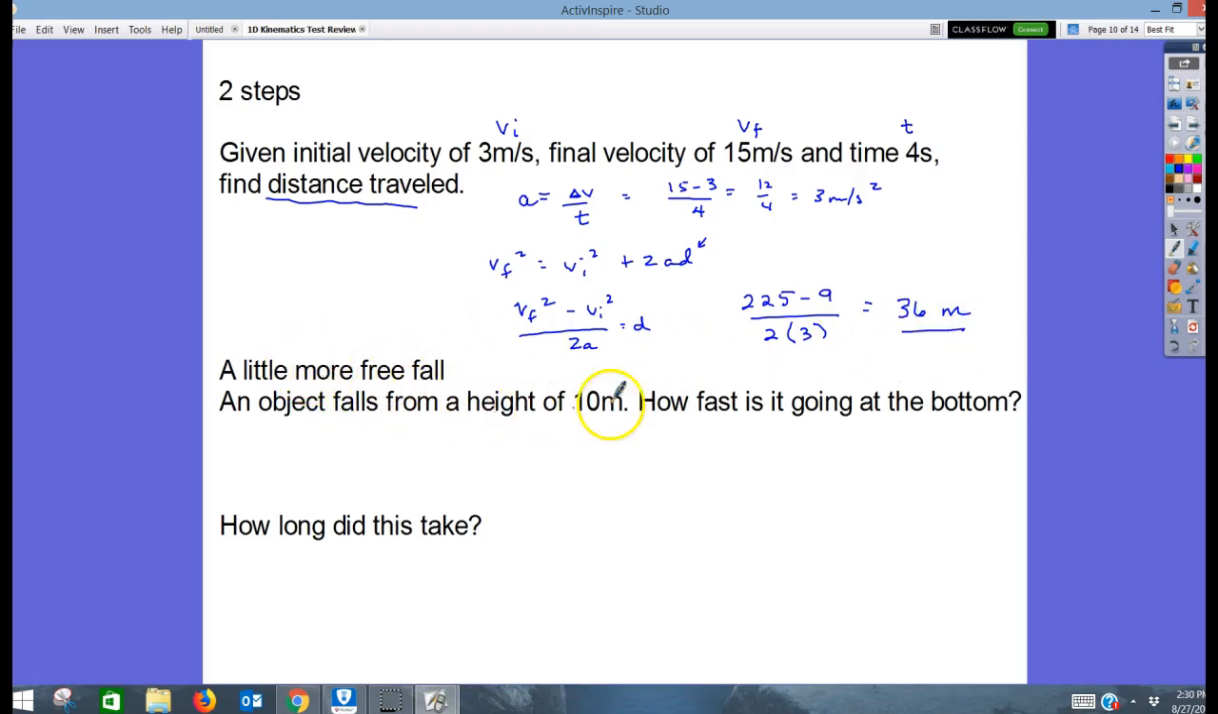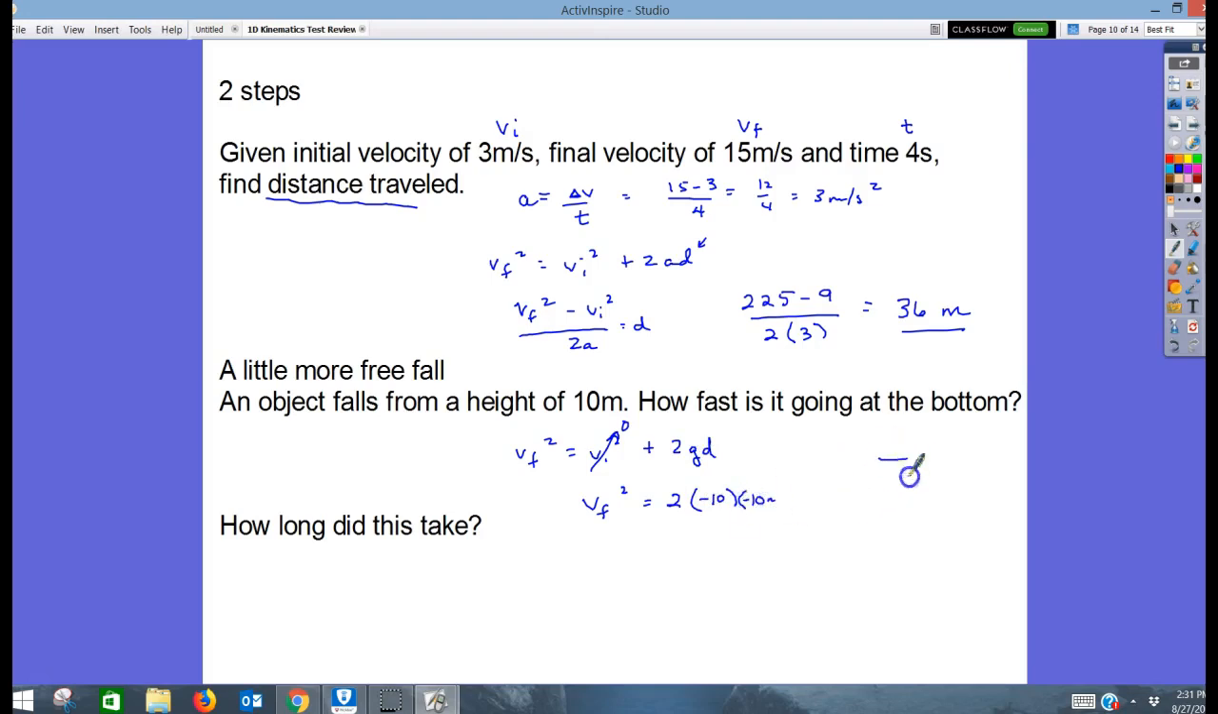A little more free fall. An object falls from a height of 10 meters. How fast is it going at the bottom? I can use this same equation again. So Vf squared equals Vi squared plus 2, in this case, gd. And the initial velocity is 0. So Vf squared equals 2 times, I'm going to use 10 again for g, and the height is 10 meters.